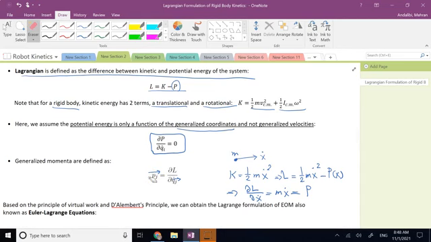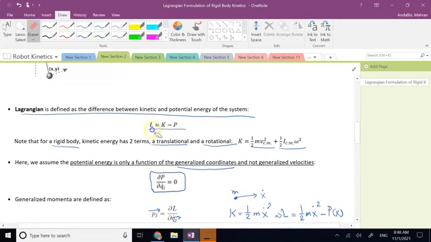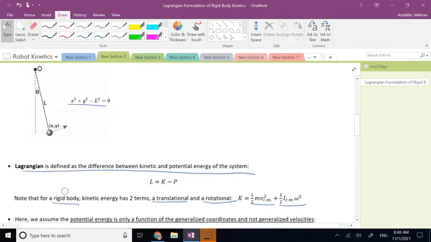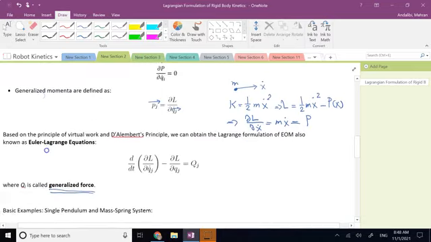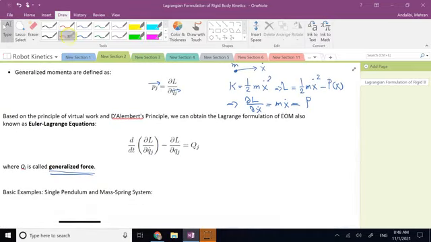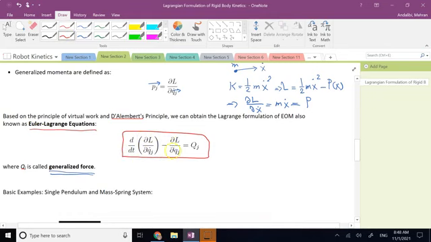Good. So now, with that definition of the Lagrangian, with this important assumption, the Euler-Lagrange equation of motion can be written as the time derivative of the partial of L, the Lagrangian, with respect to q dot, minus the partial of L with respect to q, is equal to Qj, where Qj, as I said, is called the generalized force associated with the generalized coordinate qj.